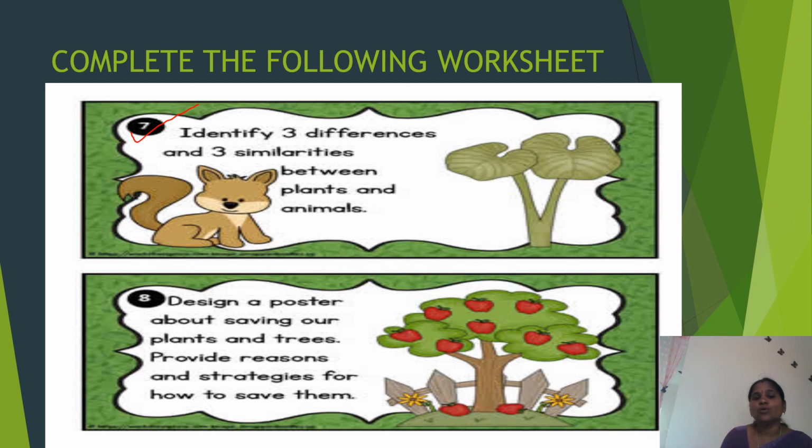Second, you have to make a poster. Design a poster about saving our plants and trees, how we can save them, and provide the reasons and strategies for how to save them. You have to write one slogan, I mean give one caption for the poster, and draw it and make it ready.